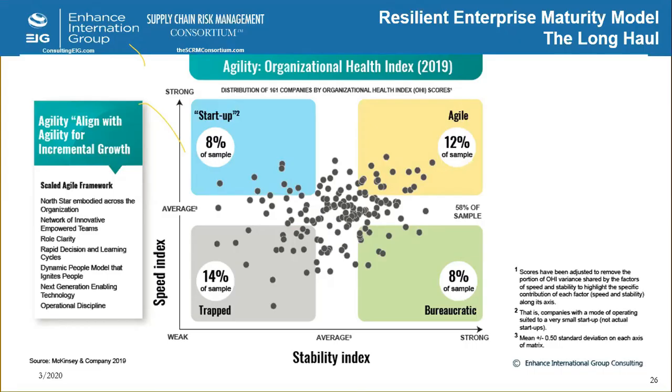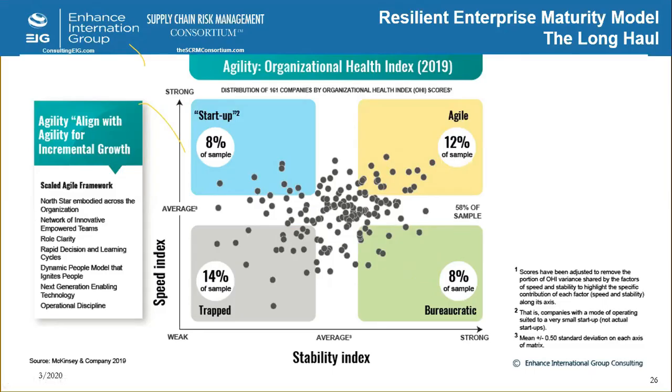And then let's go around from top left to top right and talk real quick. Up on the top left, you have, quote unquote, the startup arena. What does that indicate? High speed, low stability. Down on the bottom left, you have the area called trapped. What does that mean? You have low speed and you have low stability. All right, weak stability. On the bottom right, the bureaucratic area. All right, what does that mean? Lower weak speed index and a very strong stability index.